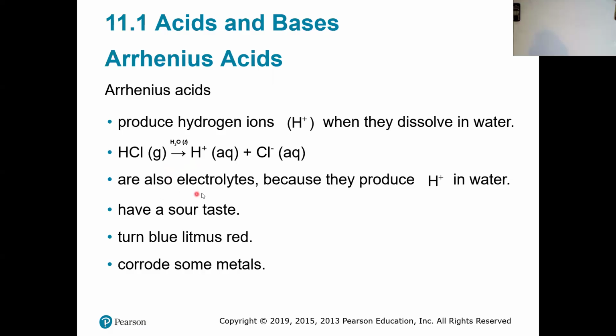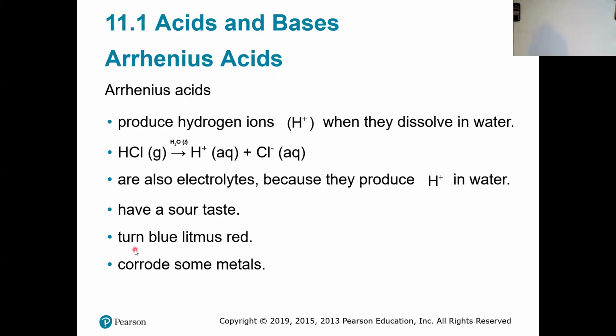Arrhenius acids are also considered electrolytes because they produce hydrogen ions in water, and anything that produces ions in water is going to be able to act as an electrolyte. It's going to be able to conduct electric current. Your acids are going to have sour tastes. If you look at the packaging of sour candy, you'll see a lot of acid components in there to give it that sour taste.